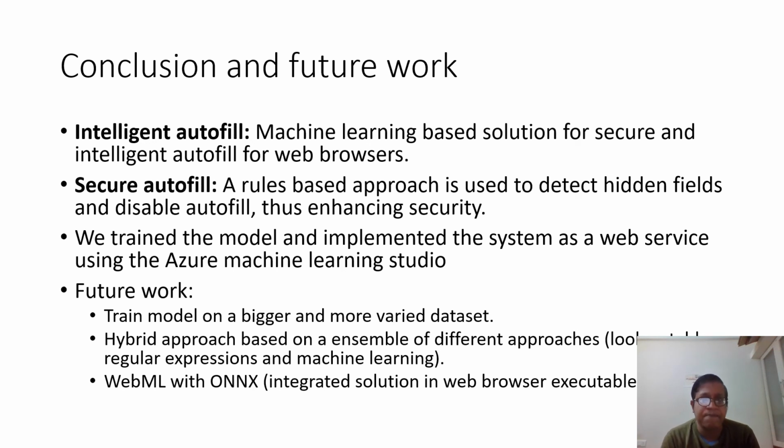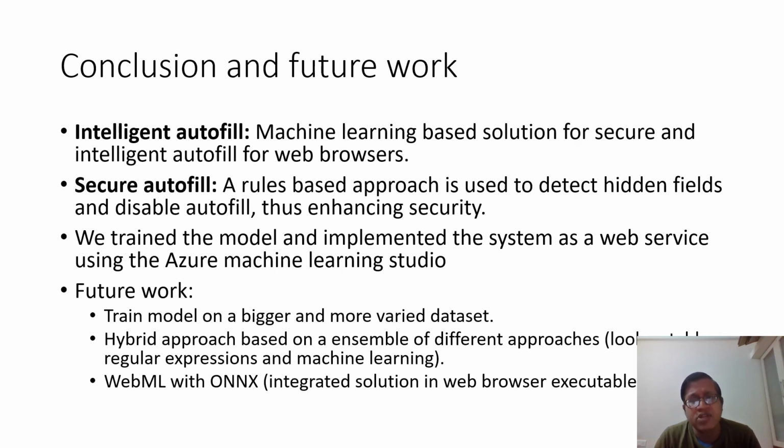That's the idea. So finally, to conclude, we have two things in this paper. One is a machine learning based solution for intelligent autofill, which is a classifier for email and name and age and so on. Multiple classifiers are there, and we have provided it through a web service using Azure ML. For secure autofill, we have a rules based approach to detect the hidden fields and then disable the autofill. So that is what we have got, and in future we'll try to make it work better.